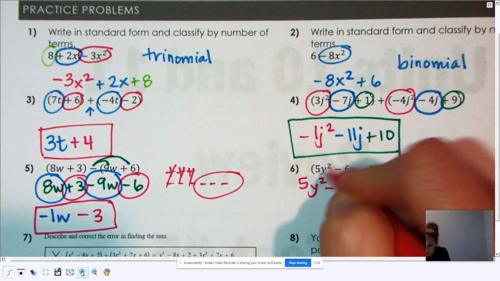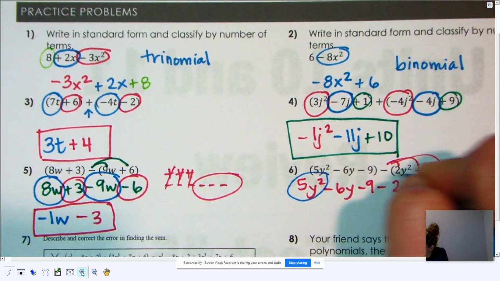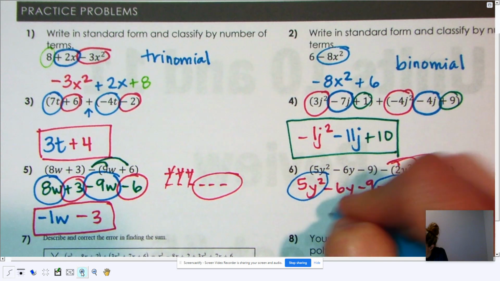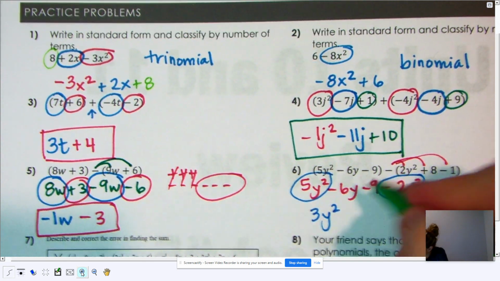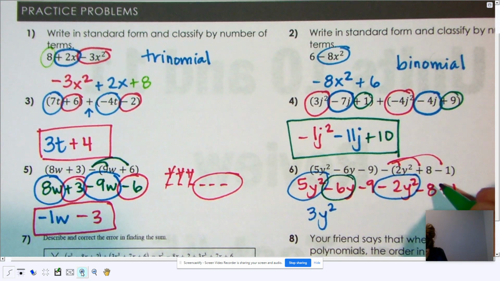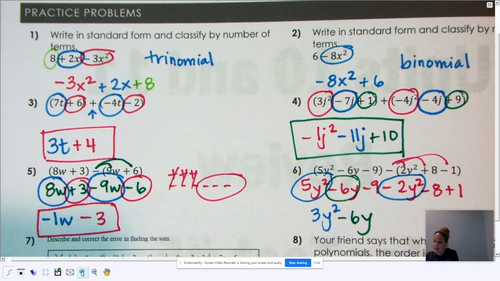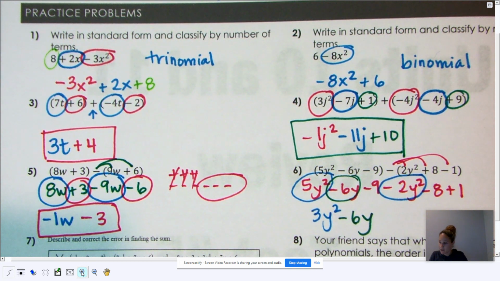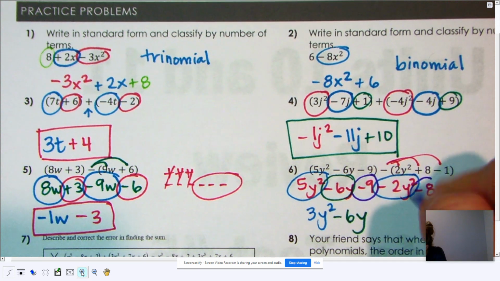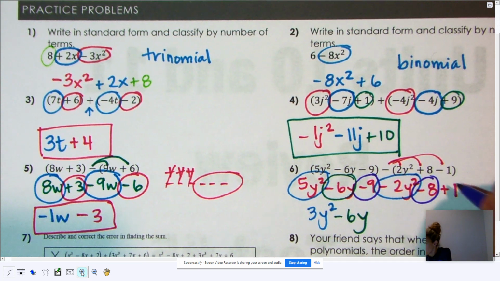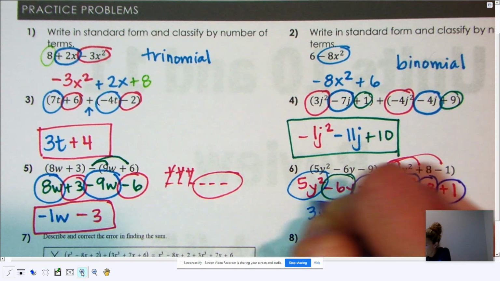So if I put these together, I have 5y squared minus 2y squared, and that gives me 3y squared. Then I have a negative 6y, and that's it. So negative 6y. And then if I have negative 9 and negative 8, that's negative 17. But then I add 1, that brings me up to negative 16.